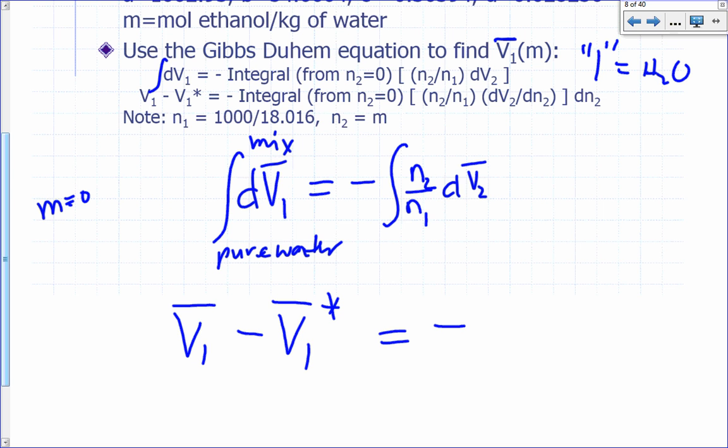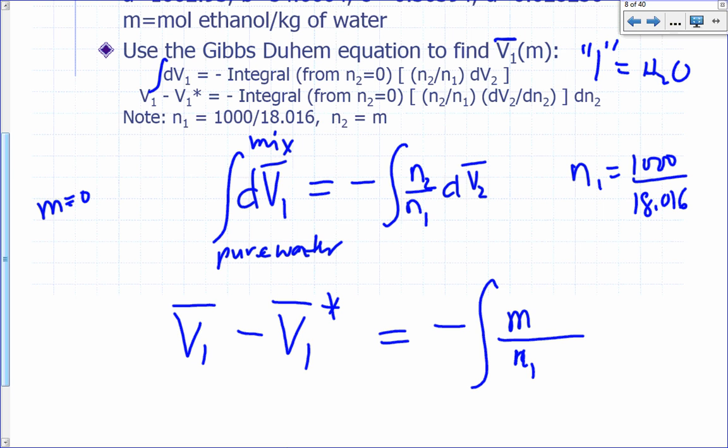equals negative integral of n2, which is molality m, over n1. n1 is constant here, which is 1,000 grams. I'm just going to keep that as n1. n1 is 1,000 over the molar mass of water, 18.016 grams per mole, right? m over n1. And then instead of writing dV2, I'm going to change my integration variable. I'm going to say dV2/dm. Okay, notice that the dm would cancel this one out, right?